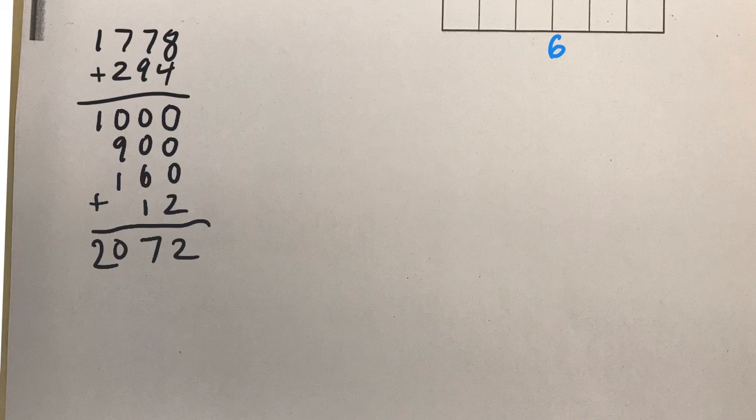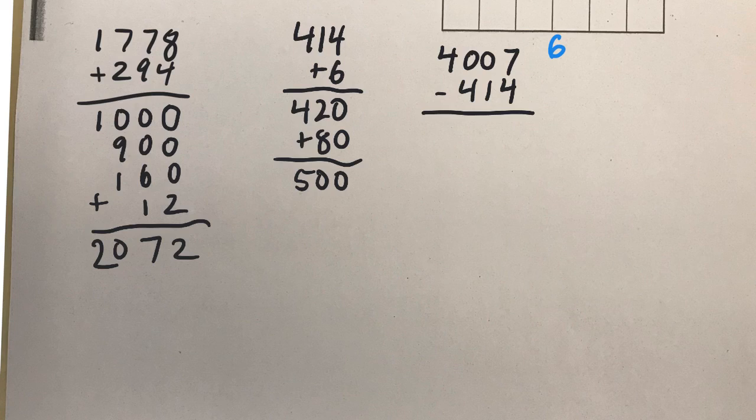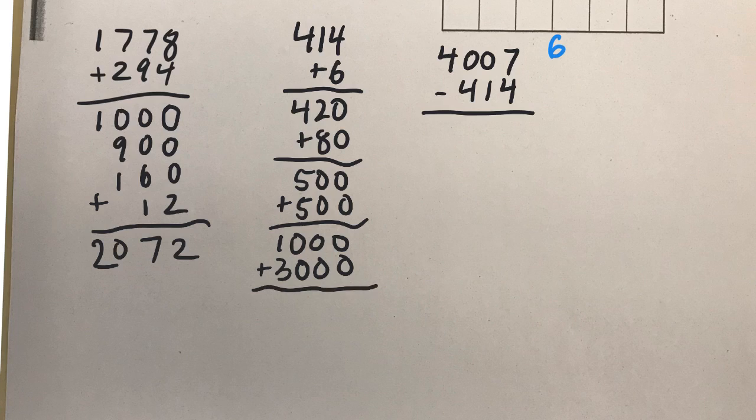Now for subtraction, we're going to review 2 methods, and we're going to start with counting up subtraction. So we'll start with 414. We're going to add up until we can get to 4,007. And I'll go in nice slow steps. I'll add 6, then I can add 80, and then I can add double that to get me to 1,000. Then I can go up to 4,000, and my goal is to get to 4,007. And there I am.